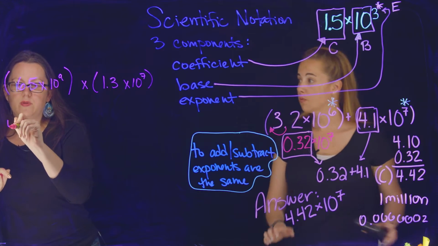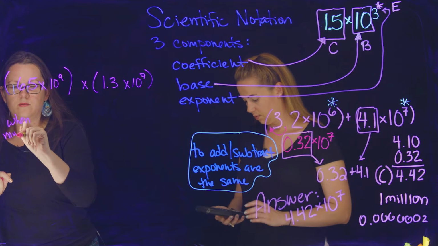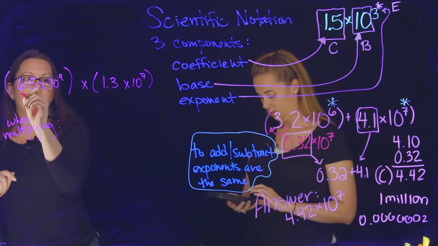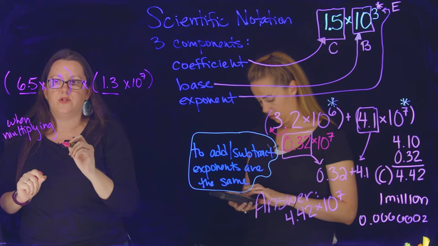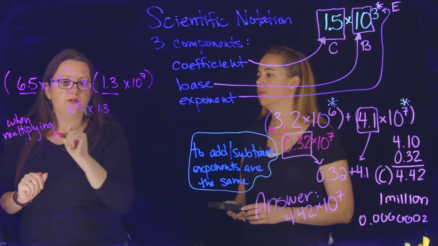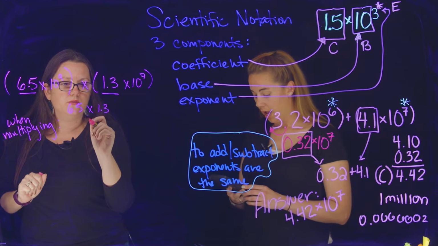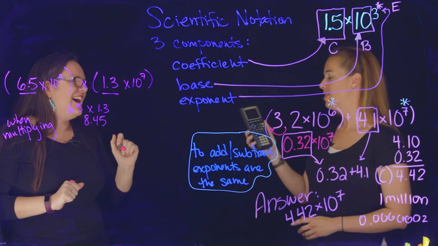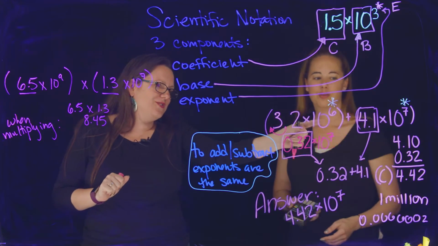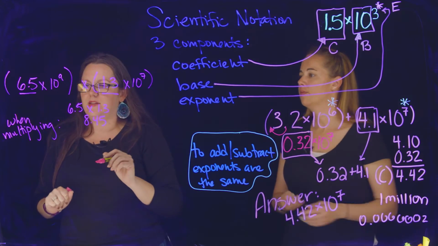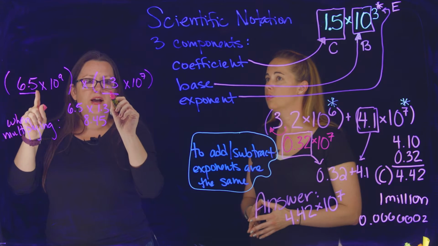So when we're multiplying, we are going to multiply our coefficients. So 6.5 times 1.3, which would equal 8.45. We're going to let them use a calculator, right? Absolutely. This was straightforward enough we could work it by hand, but multiplying and dividing, we can get some help from the calculator. So we're going to multiply our coefficients.